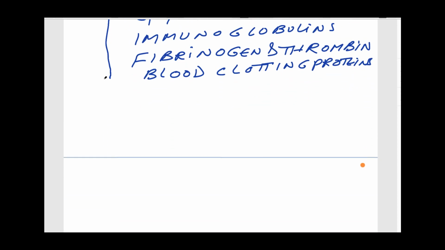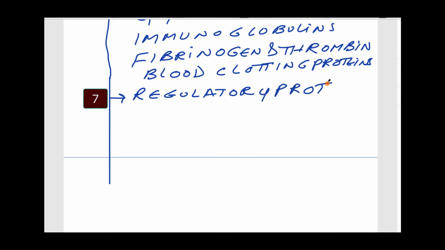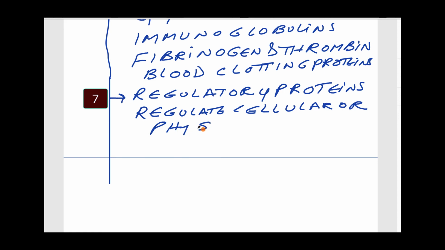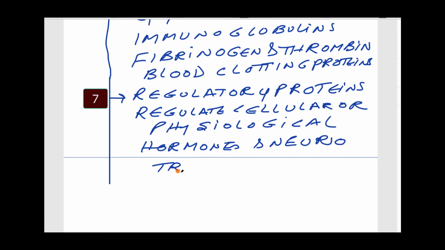The next one is regulatory proteins. They regulate the various metabolic reactions. If the regulation is proper, that is physiology. If the regulation is disturbed, that is pathology. They regulate cellular or physiological functions. We know the functions of hormones and neurotransmitters. So these proteins recognize hormones and neurotransmitters.